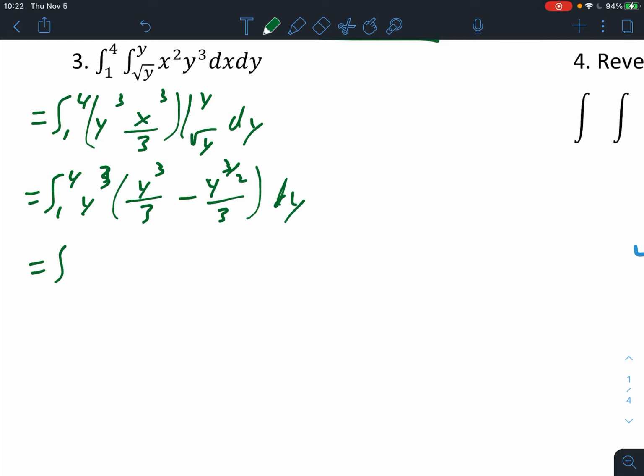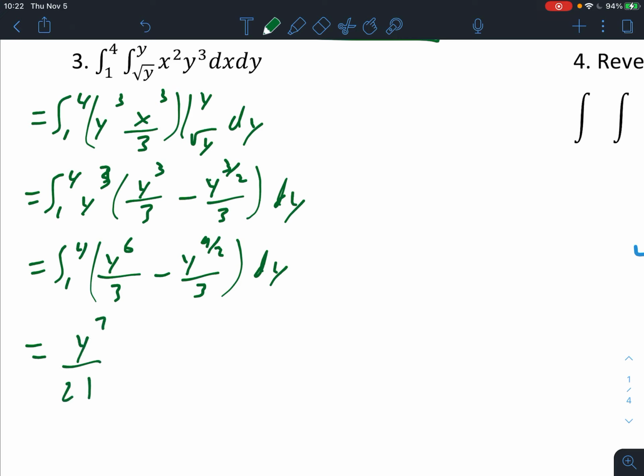And let's distribute this to make this a lot easier on ourselves. So y cubed times y cubed is y to the 6th over 3. Y cubed times y to the 3 halves is y to the 9 halves over 3 dy. And now we can integrate this with respect to y. So this would be y to the 7th over 7 over 3, so y to the 7th over 21.